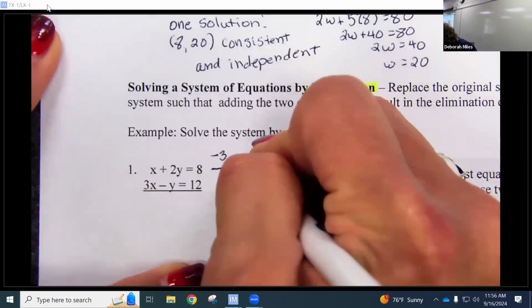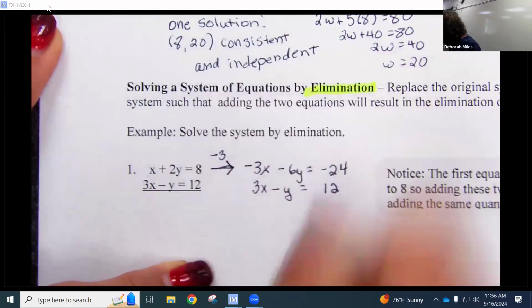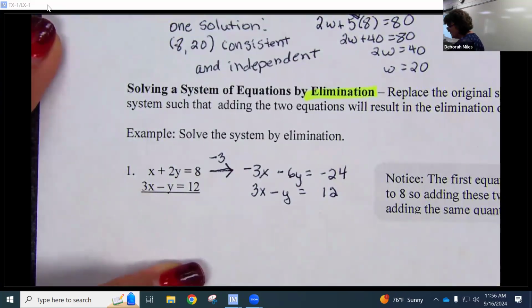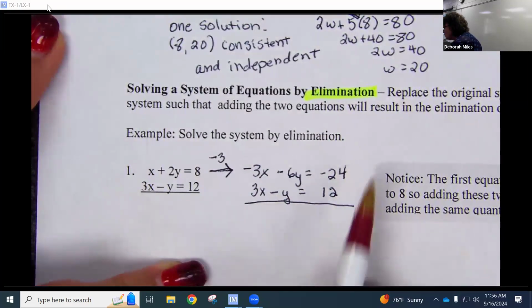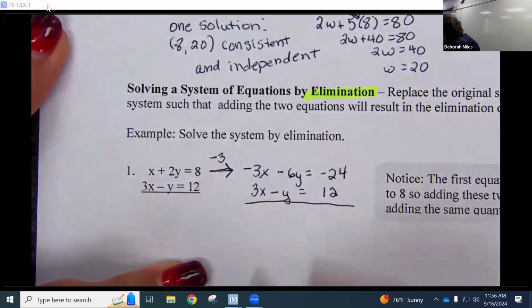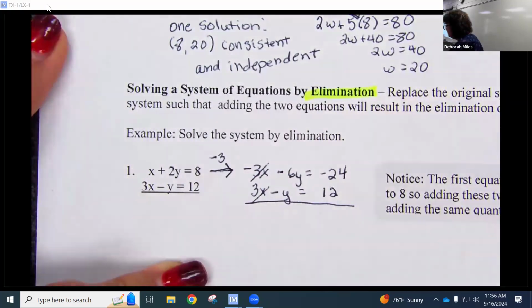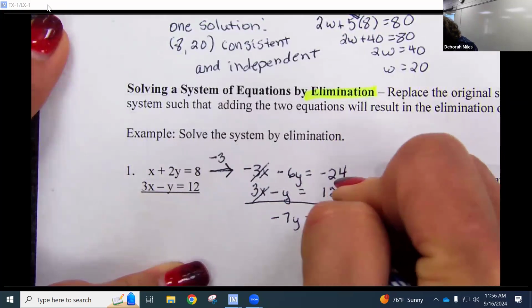And that second equation, I'm not going to do anything to it. I'm just going to bring it over. And then what happens when I add those two equations together? Exactly what I wanted to happen. One of the variables eliminates. Negative 3x plus 3x is 0. I have negative 7y equals negative 12.